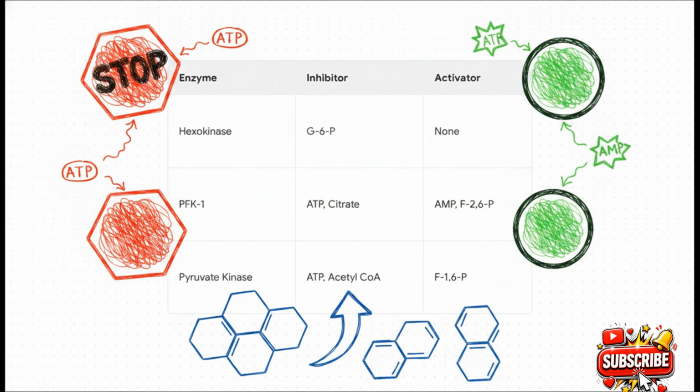When we look at these rapid, short-term signals, intracellular energy levels really dictate everything. Take PFK1 and pyruvate kinase, for example. If there's abundant ATP, it acts as a massive stop sign, an allosteric inhibitor. The cell is basically shouting, hey, we have enough energy, stop breaking down glucose. On the flip side, high AMP acts as a green light. High AMP means ATP is depleted, which signals the cell to urgently ramp up glycolysis to make more energy. It's just a beautifully designed feedback loop.